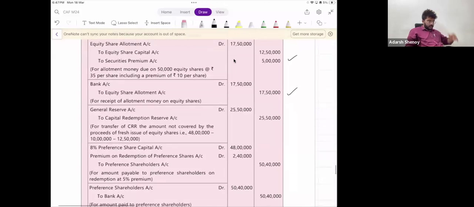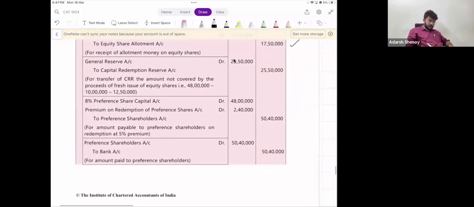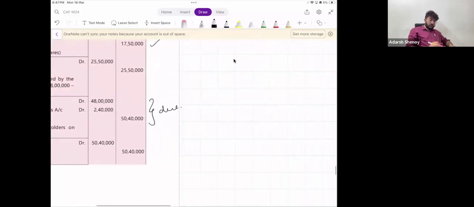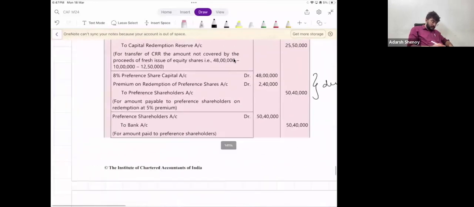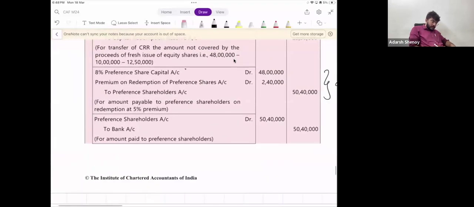Then CRR, okay, then they went to redemption. So this is the new entry for redemption. We're not going to redeem all the preference shares, because out of 50,000 shares, 2,000 shares have been cancelled already. So 48,000 shares will be redeemed at 105, 100 rupees towards face value, 5 rupees towards the premium. Why only 48,000? Because out of 50,000 shares, 2,000 shares were forfeited, right?